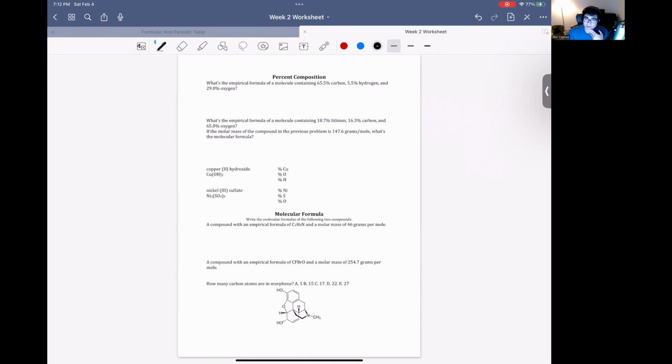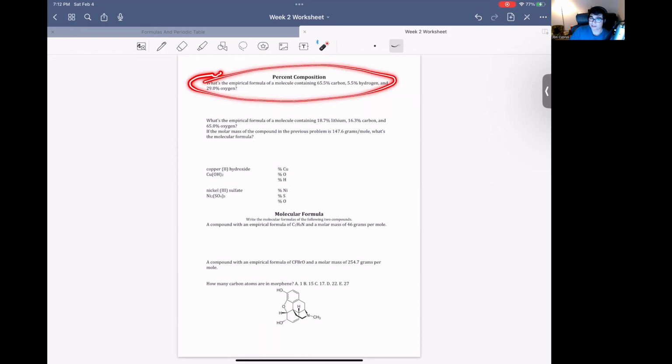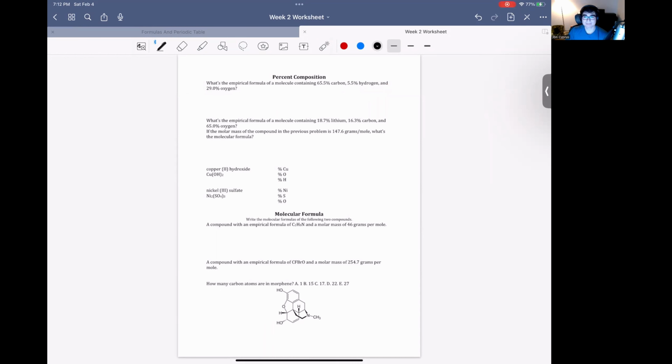On the back, it says, what is the empirical formula for a molecule containing 65.5% carbon, 5.5% hydrogen, and 29.0% oxygen? So these are all by weight, right? Just keep that in mind. These are all by weight, not by mole, not by volume. By mass is the more appropriate term, but these are percent by mass.